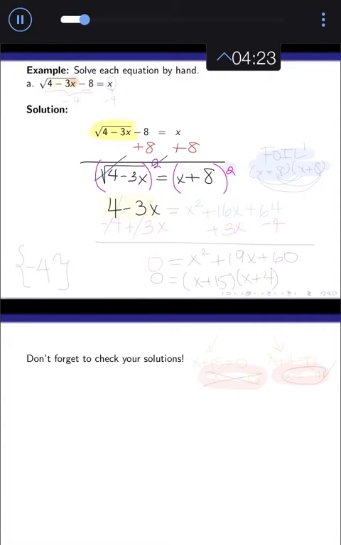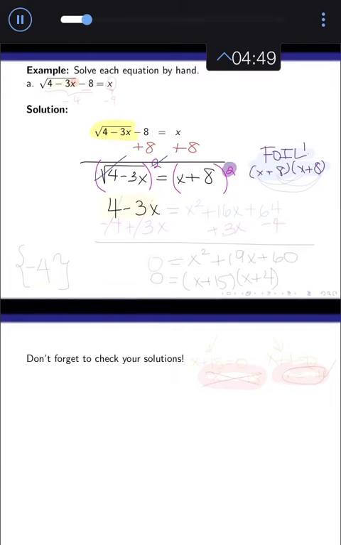The problem is the other side. The problem is you've squared an entire binomial. What does that mean? It means that there are 2 of those. So that actually means you have an x plus 8 times another x plus 8, which means you have to FOIL.